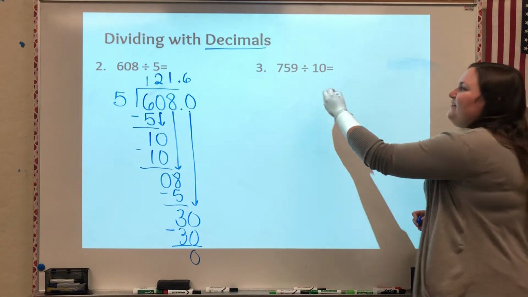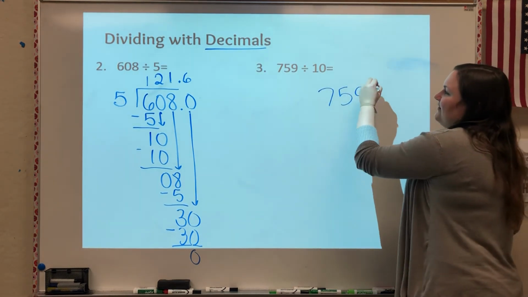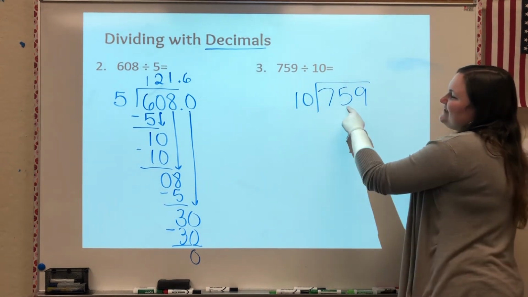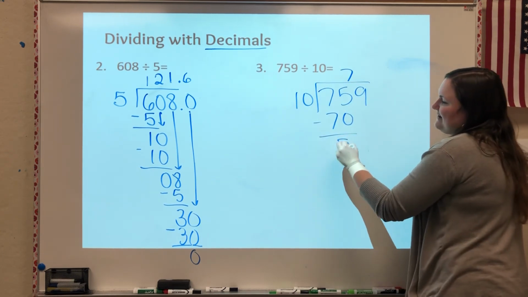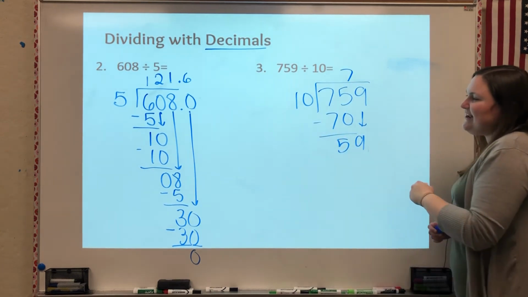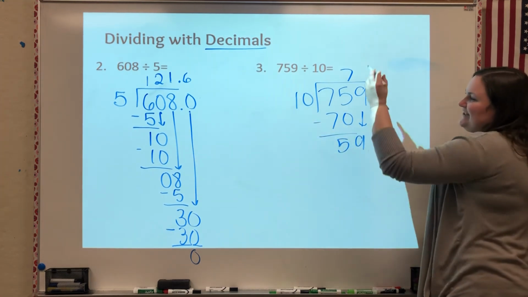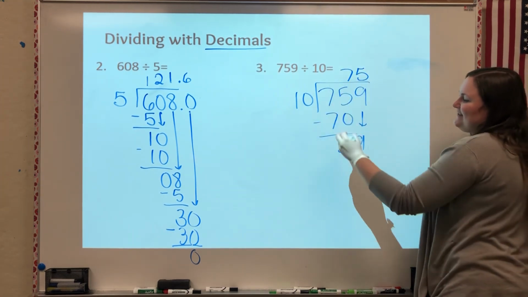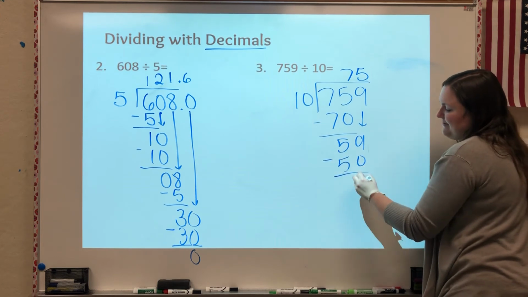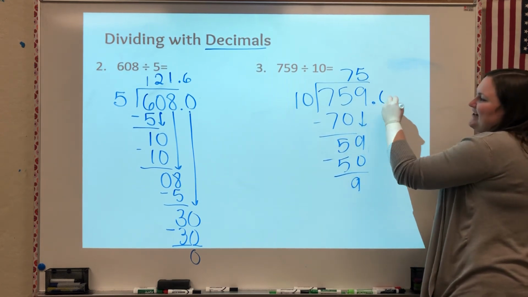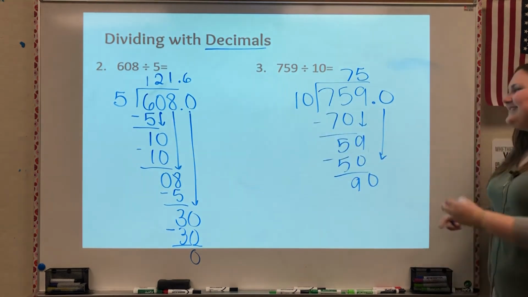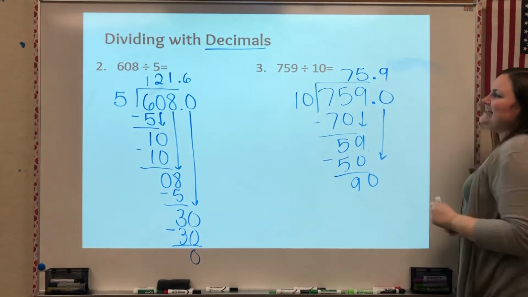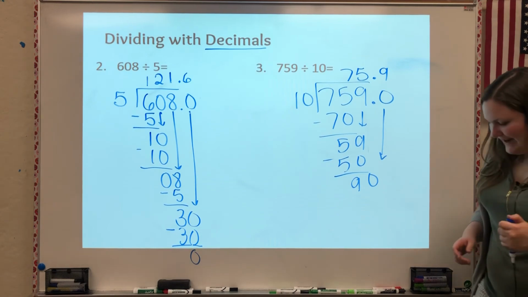All right. If you divided that, you would have said 10 goes into 75 7 times. That would give you 70 and a remainder of 5. You bring down your 9 and you say 10 goes into 59 5 times. That would give you 50 and a remainder of 9. To get our decimal, I'm going to put in a 0.0 there. And then my last step, 10 goes into 99 times, and we get 75.9.